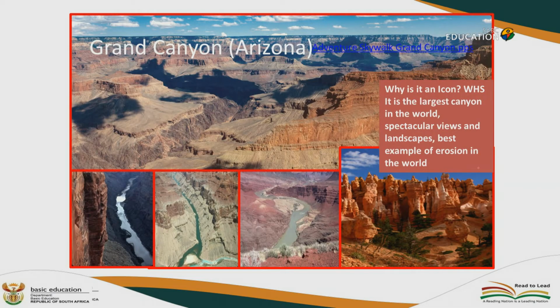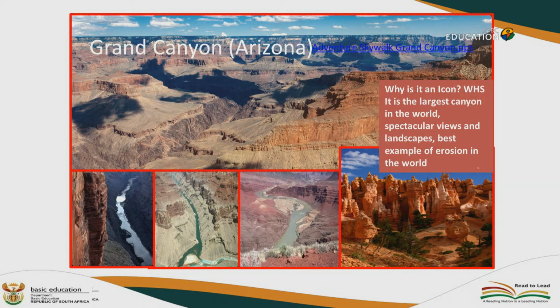We have this one, the Grand Canyon, where it's situated in Arizona, USA. Why is it an icon? They say it is the largest canyon in the world. We've got so many canyons around the world, but this one is the largest one. And then again, it has spectacular views and landscape. Best example of erosion in the world.